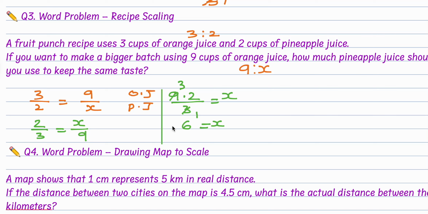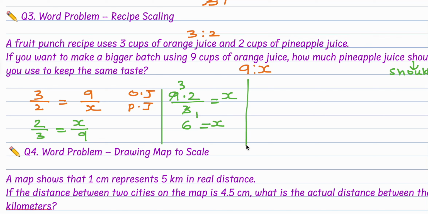are 6. That means if you are using 3 cups of orange juice and 2 cups of pineapple juice, for the bigger batch, you will take 9 cups of orange juice and 6 cups of pineapple juice, so that they must be in the same proportion and the taste of the juice should be the same. Okay, half of it is cancelled, right?